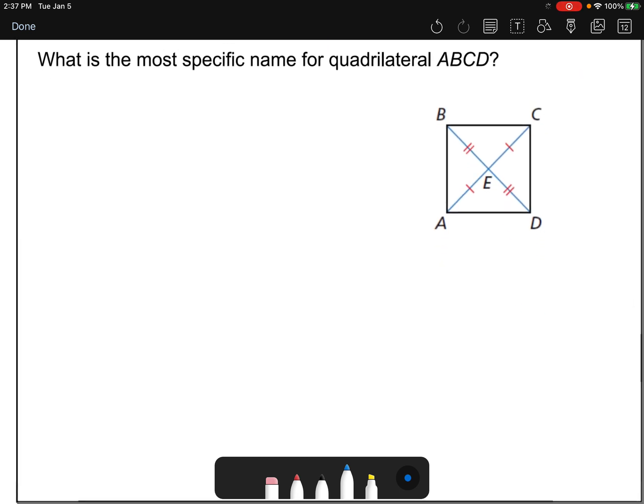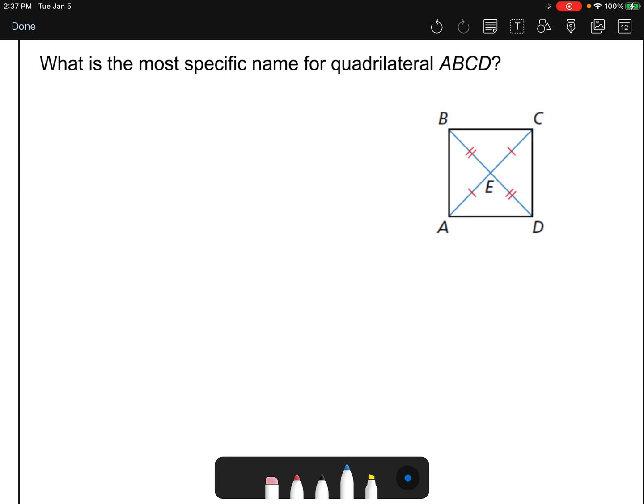Okay, now it wants to know, what is the most specific name for quadrilateral ABCD? Okay. Well, it looks like a square, does it not? But is it? Well, let's see. It gives us that the diagonal, this is equal to this, and this is equal to this, but it doesn't mean that they're all equal, because they're not, because there's one tick mark and two tick marks. So diagonals do not bisect each other in kites or trapezoids, so it can't be that.